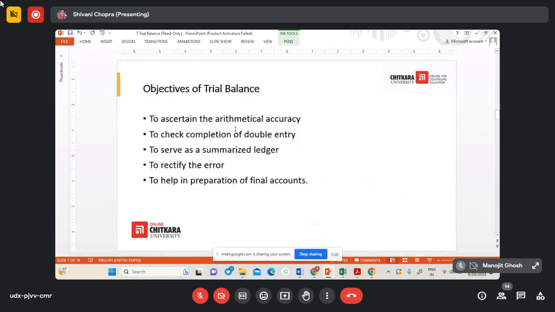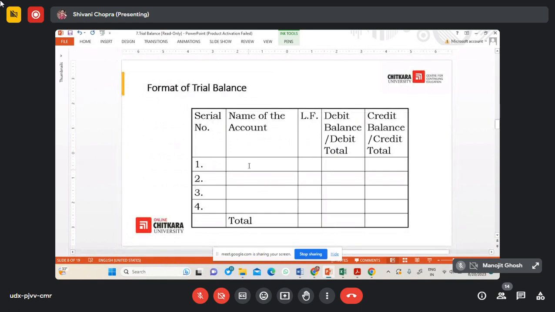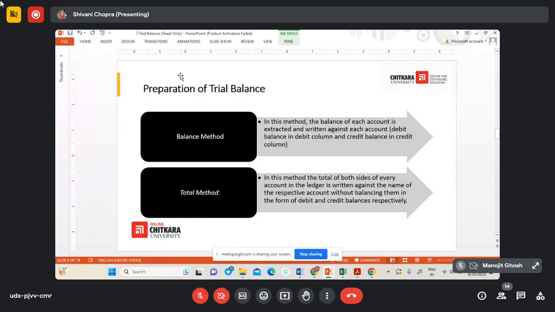Now, there is a format of the trial balance. The format indicates that we need to give the name of the account, and then you give a debit balance, and then you give a credit balance. That is the format of a trial balance. Now, a trial balance can be prepared through two methods. One is the balance method, another one is the total method.